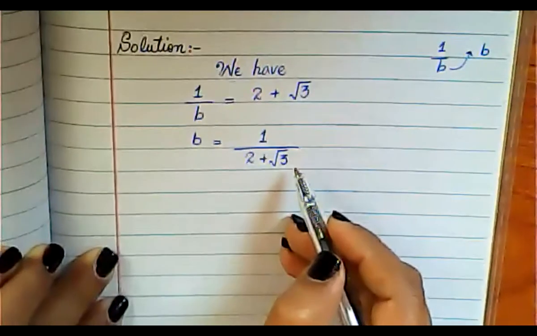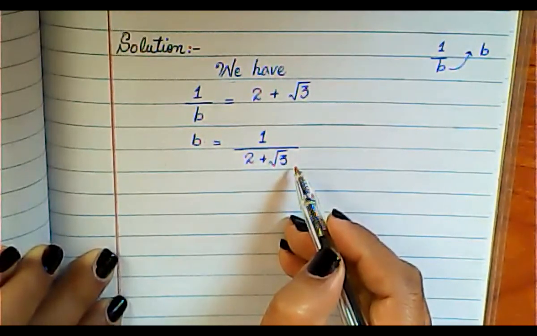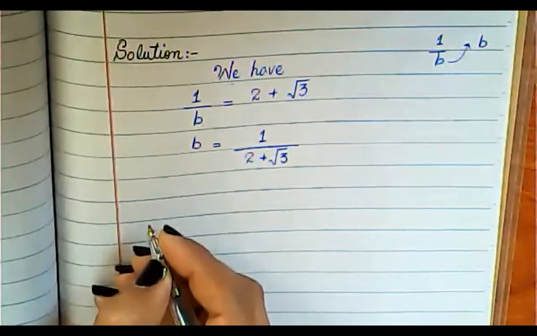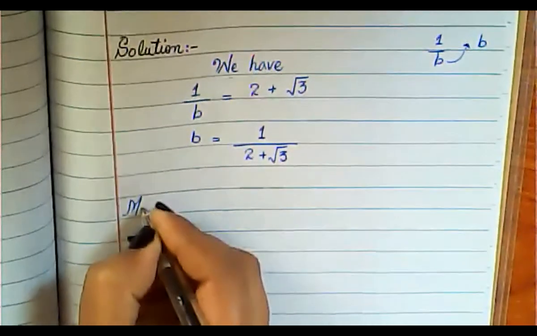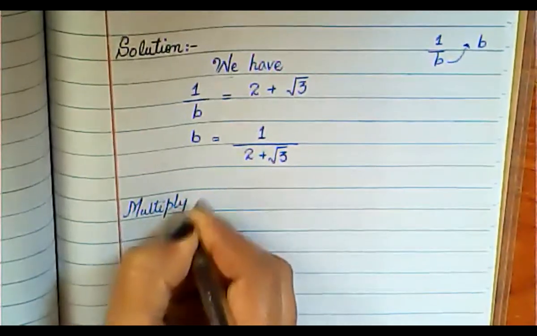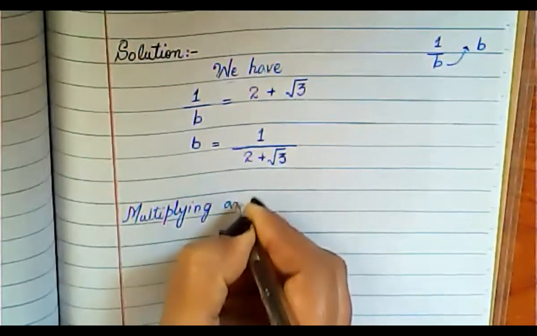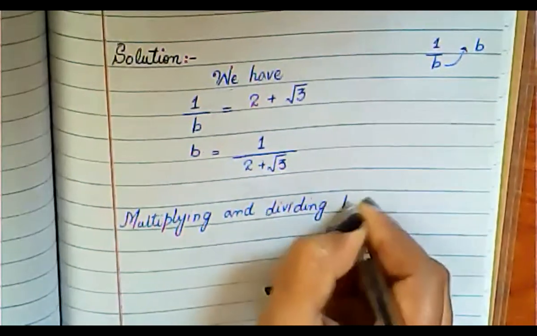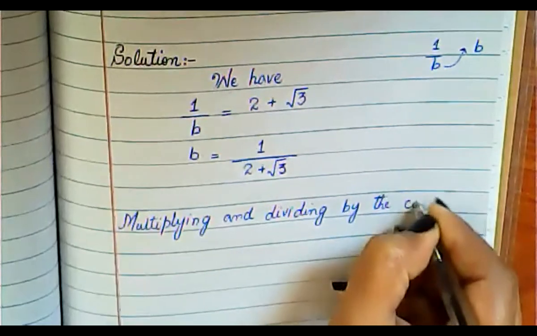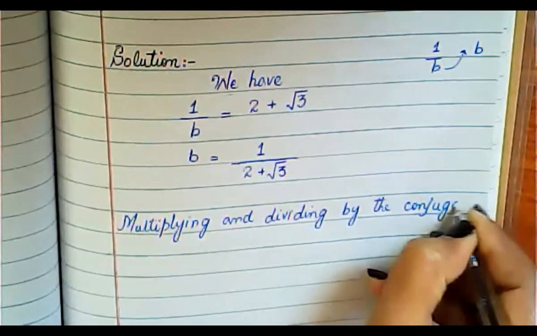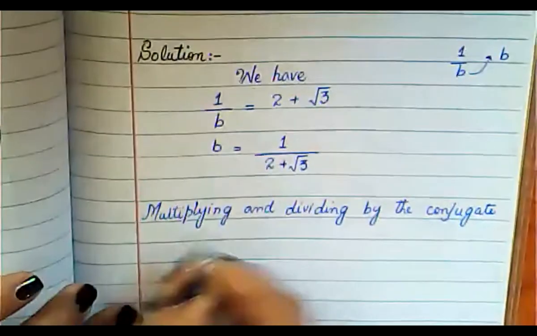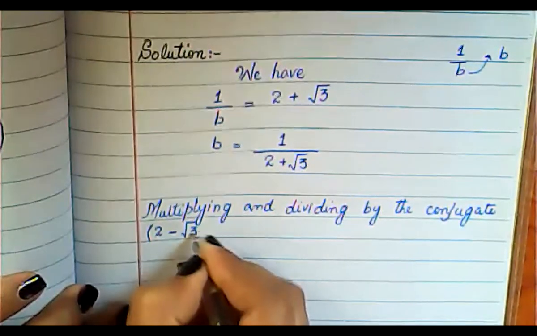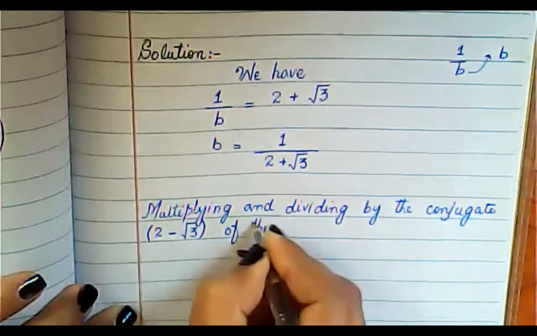Again, in the denominator you have a radical sign. For this, you have to eliminate the radical sign. So you will write here: multiplying and dividing by the conjugate. Now what is the conjugate here? Here you have plus root 3, so you will write 2 minus under root 3, the conjugate of the denominator.